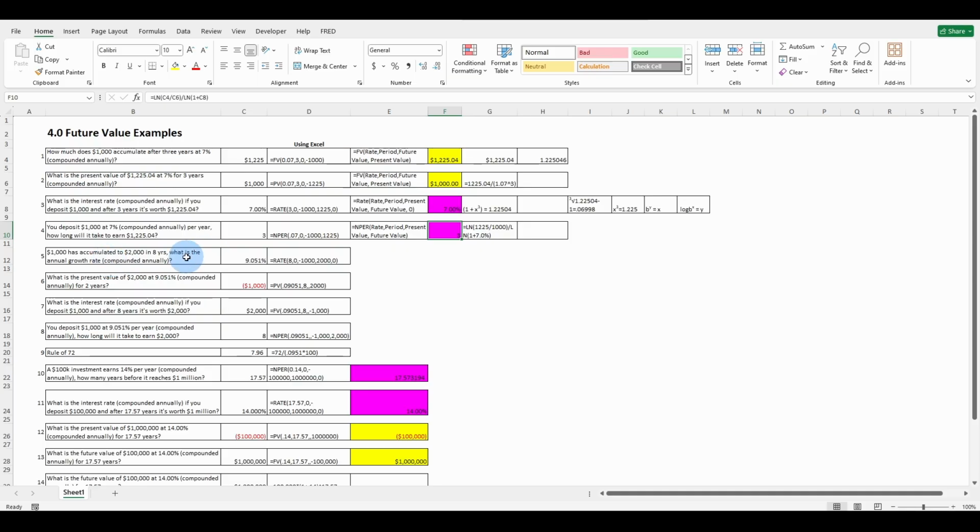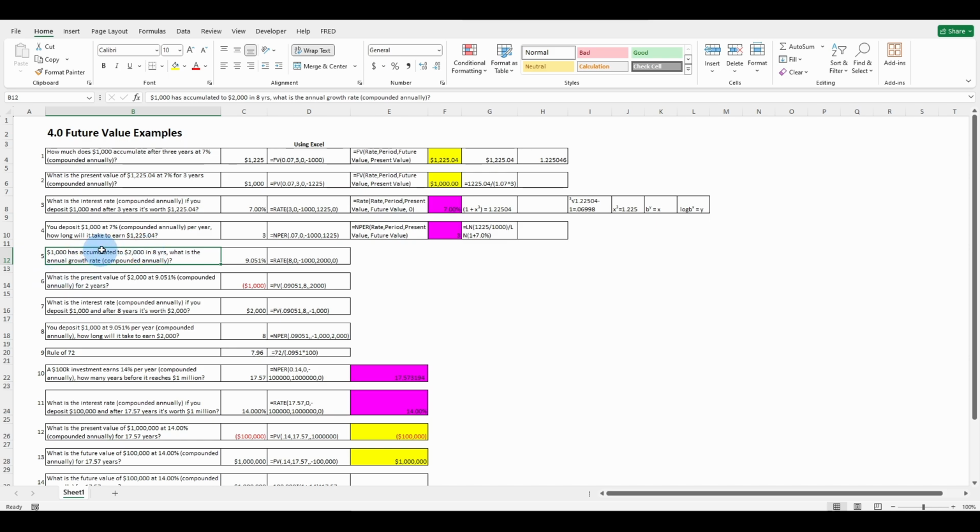What is the annual growth rate compounded annually? Great question. Here we have rates. Here we're using the rate function. And keep in mind, $1,000 has accumulated to $2,000. What's your present value here? What's your future value? Keep that in mind.